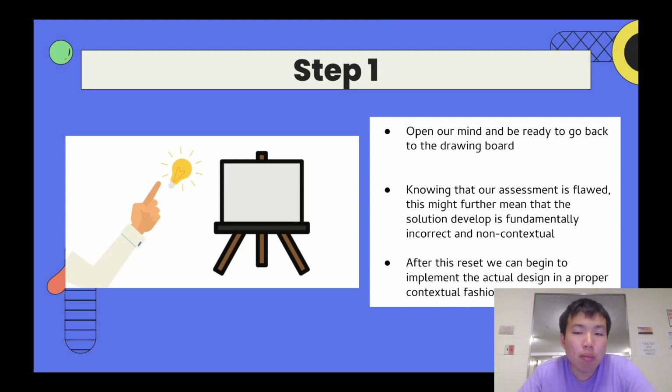Step one is to open our mind and be ready to go back to the drawing board. We know the assessment phase of the project is flawed and it may be fundamentally incorrect. Therefore, we need to be ready to accept that the construction and the plan that we initially proposed may also be fundamentally incorrect and be ready to completely overhaul that if necessary. After this reset, only then can we begin to implement the actual design in a proper contextual fashion and with the knowledge of contextual engineering behind us.